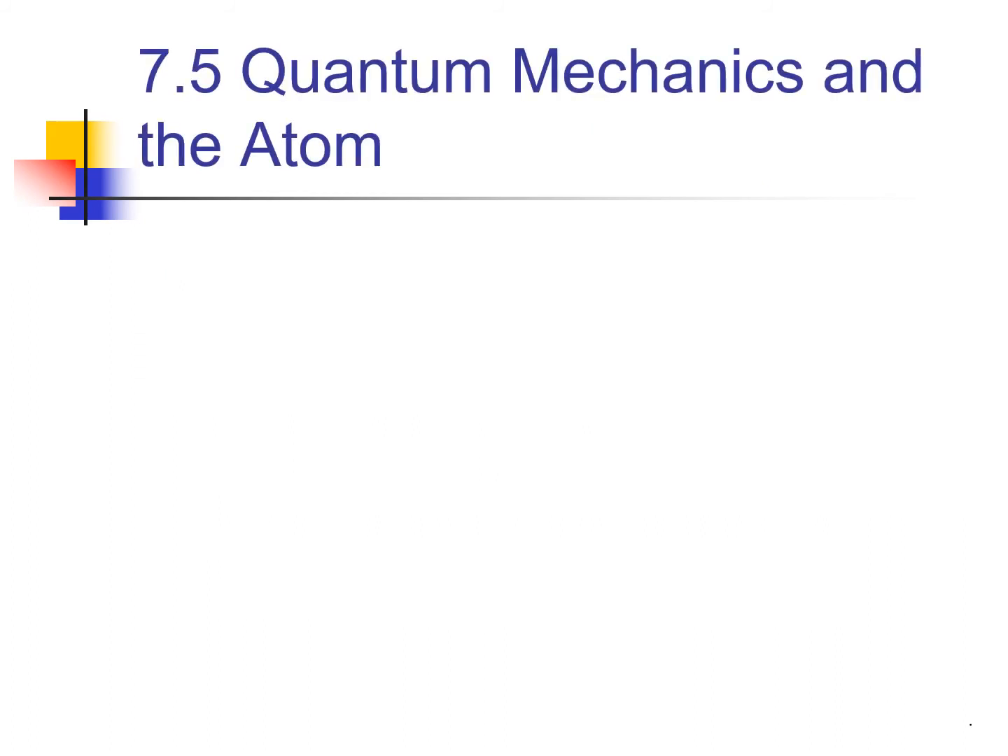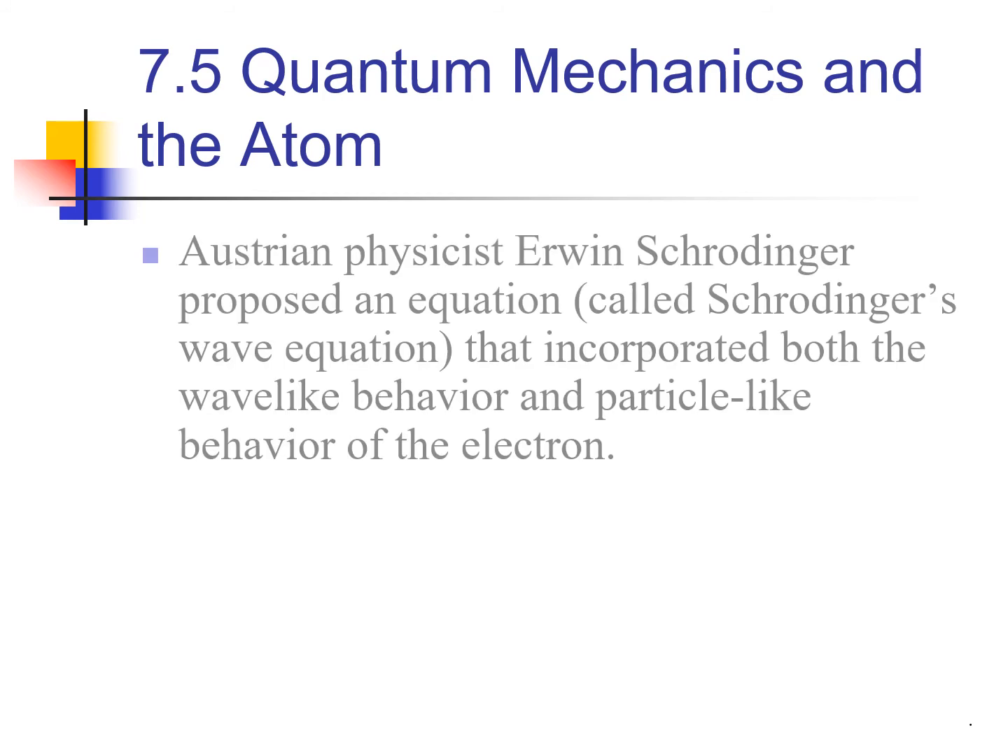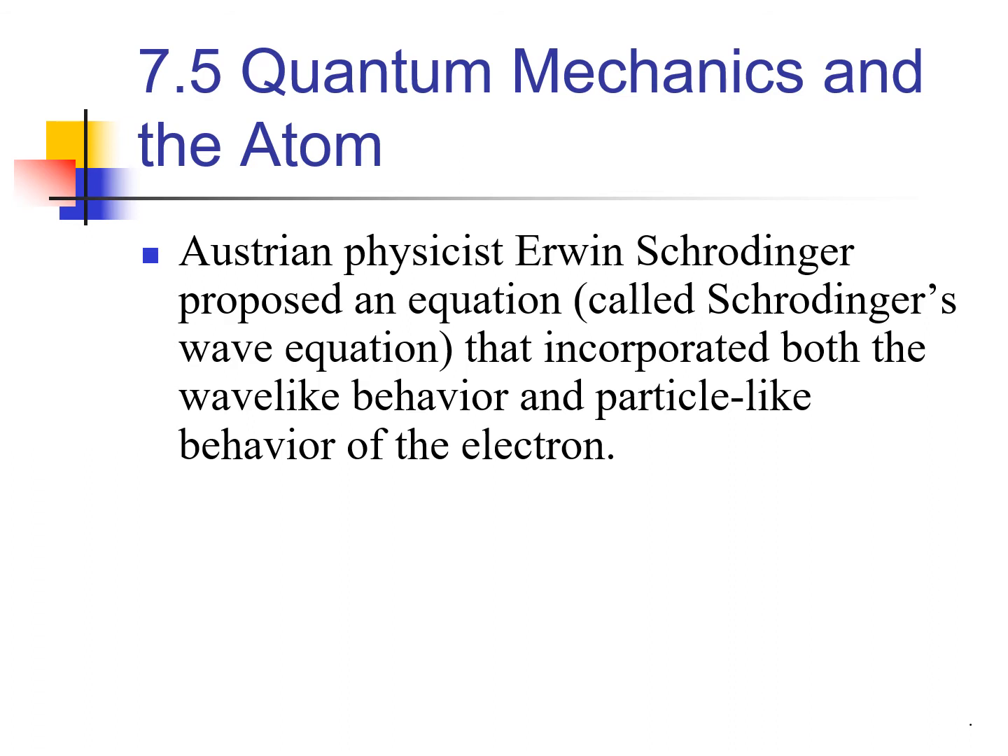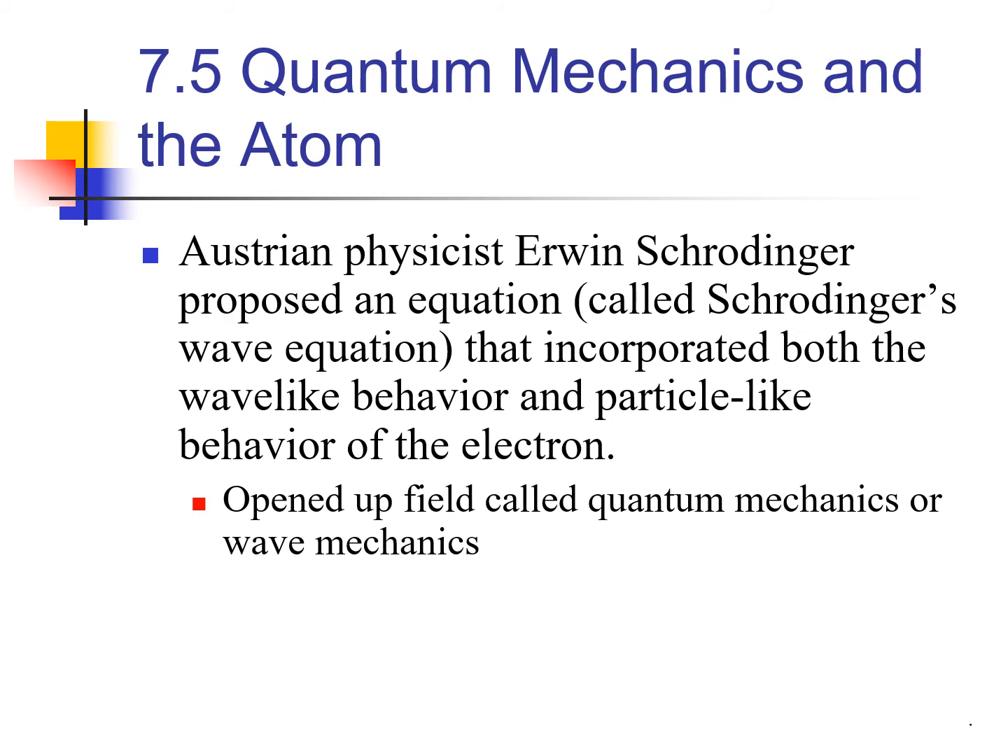Okay, so starting now, things are going to start getting a little bit muddled. Just want to give you a heads up on that. So this then leads us to the quantum mechanical model of the atom, which is kind of our modern view and what underpins pretty much everything else for the rest of the material for the year. Austrian physicist Erwin Schrödinger proposed an equation called Schrödinger's wave equation, which incorporated both the wave-like behavior of light and of electrons and the particle-like behavior of electrons. So it's all about electrons, and it's recognizing both that particle and wave nature. Now, this opened up the field that we now refer to as quantum mechanics or wave mechanics.